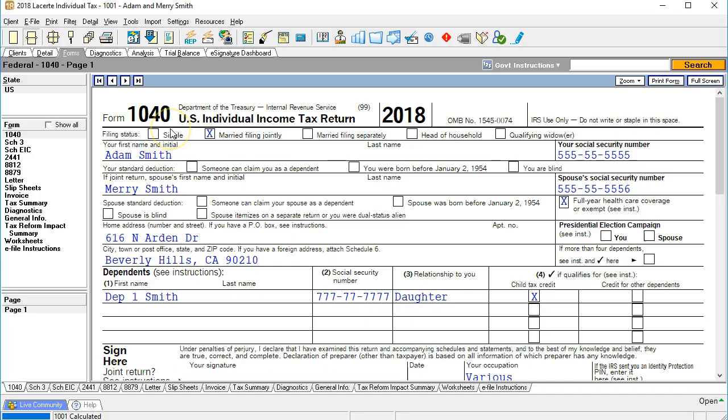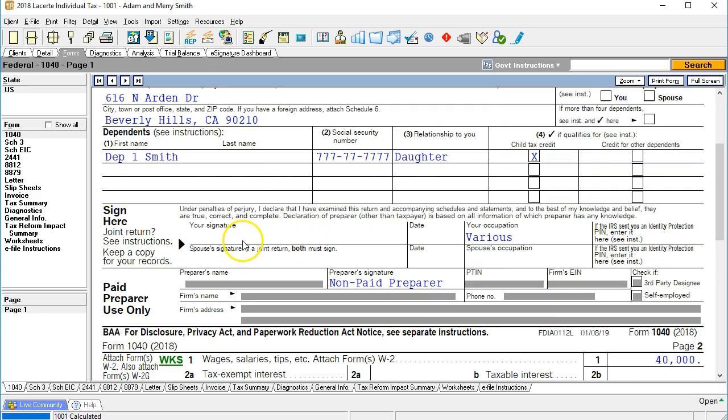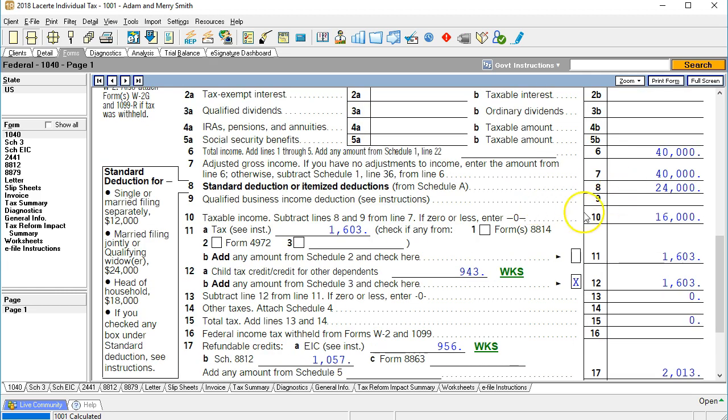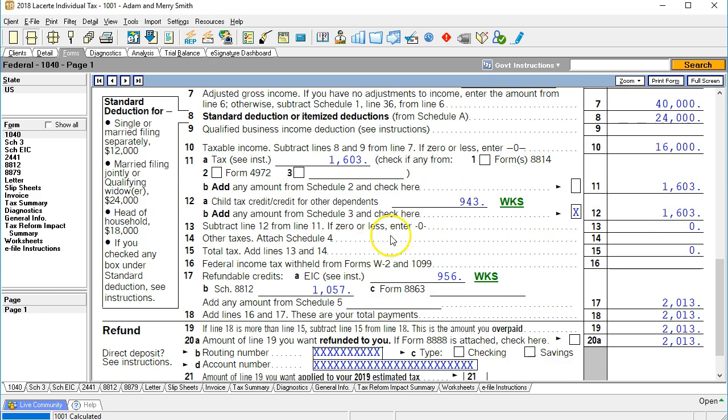Here we are on our test 1040 where we have the married filing joint return and we have the one dependent. As we scroll down, line 1, we've got the $40,000 in the wages, the $24,000 being the standard deduction for the married filing joint, leaving taxable income $16,000, tax calculated by the system $1,603. And then we have the child tax credit. That's not what we're focusing in on here.